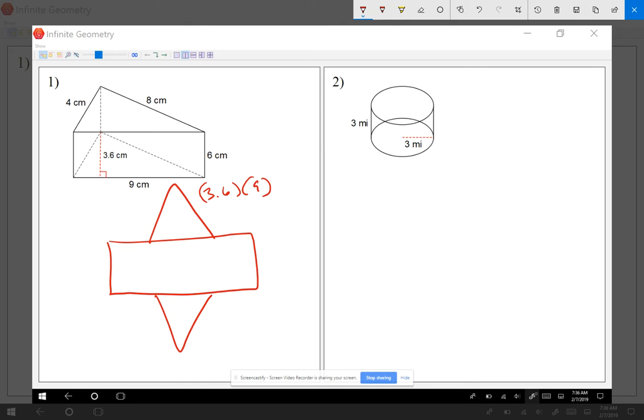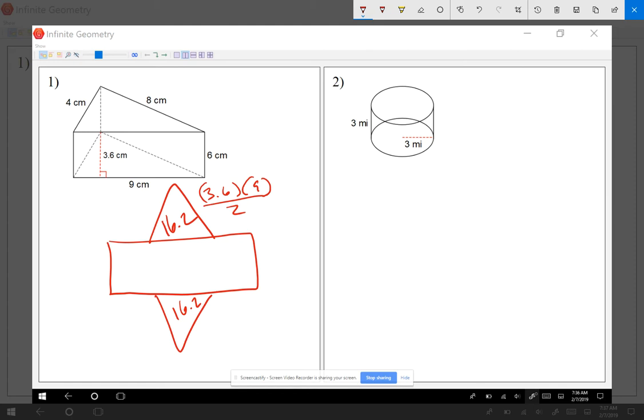I'm looking for the 90-degree symbol. It's made by 3.6 and 9. I'm going to multiply those two, 3.6 times 9, and I'll divide it by 2 because it is a triangle. So I'm just going to grab my calculator, and I'm just going to go 3.6 times 9 divided by 2, and it gives me 16.2 for each of these.